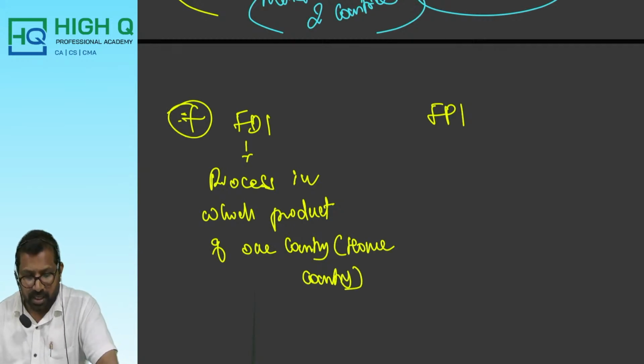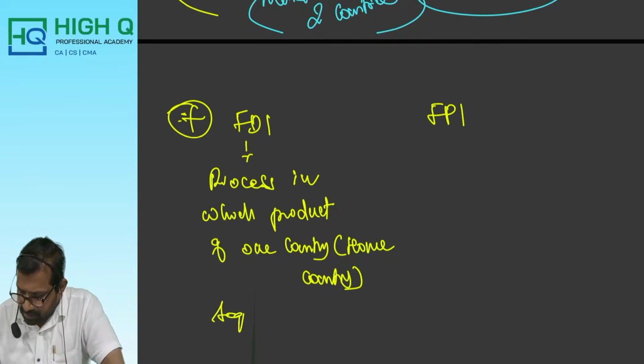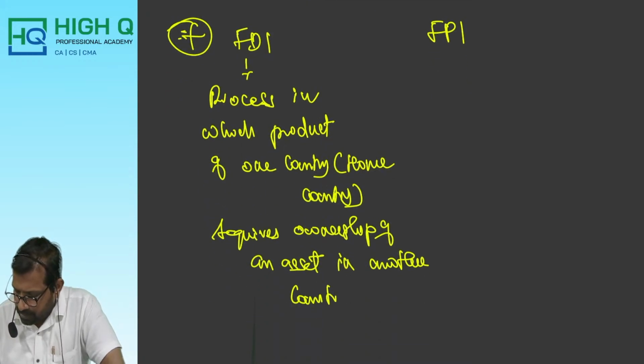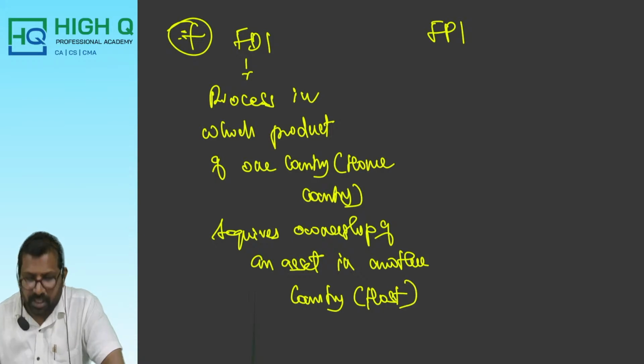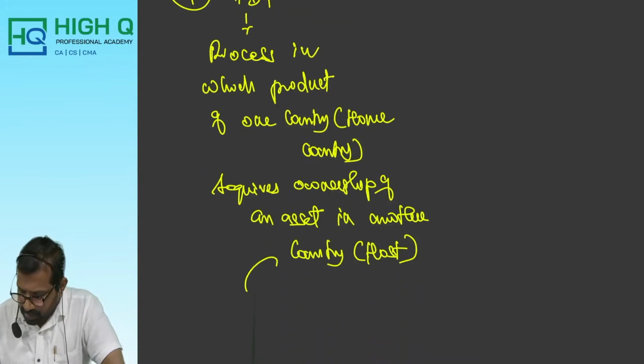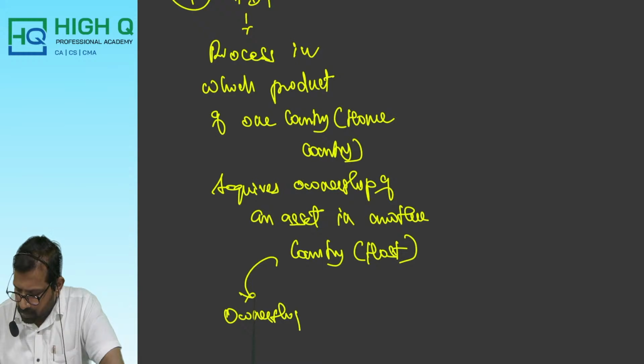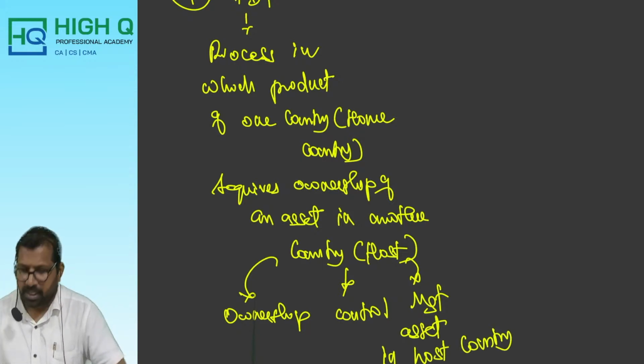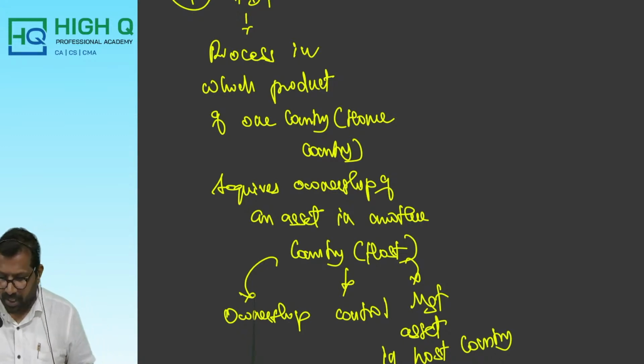called the home country, acquires ownership of an asset in another country called the host country. Either through ownership or control or management of the asset in the host country. So this process is called foreign direct investment.